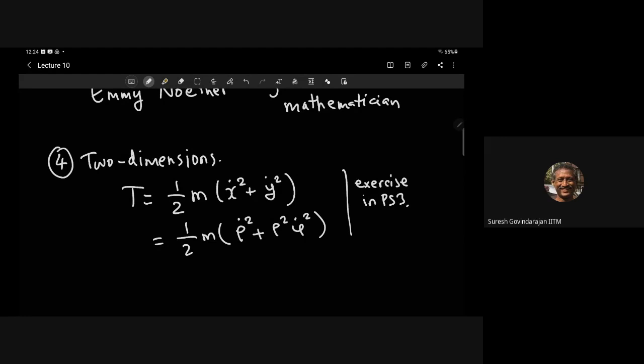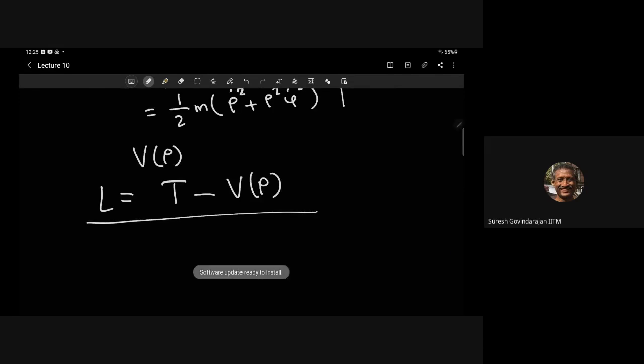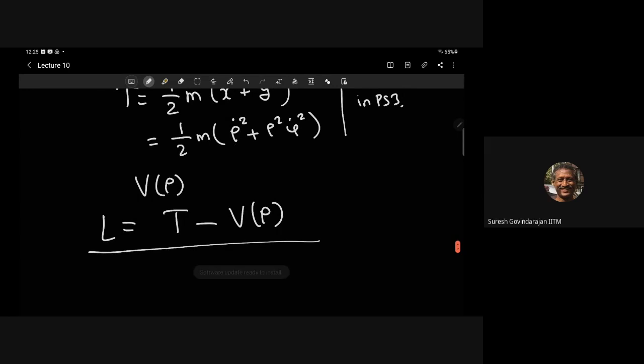Okay, so I want a potential. And I'll say the potential is only a function of rho. So L is kinetic energy minus the potential. This is not the most general Lagrangian, by the way, but I'm just writing something. So now we can see here that there are 2 degrees of freedom and the coordinates are rho and phi. But one coordinate does not appear in the Lagrangian. Which one? Phi. Okay. So phi doesn't appear. So we will say phi is a cyclic coordinate. I'm introducing notation here.